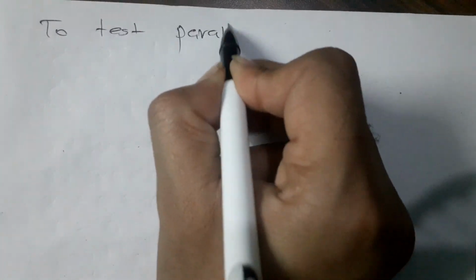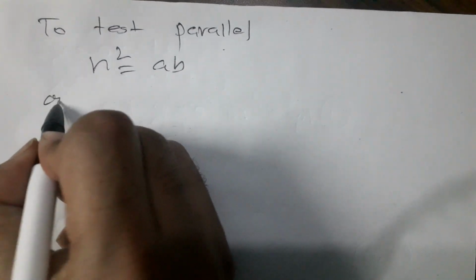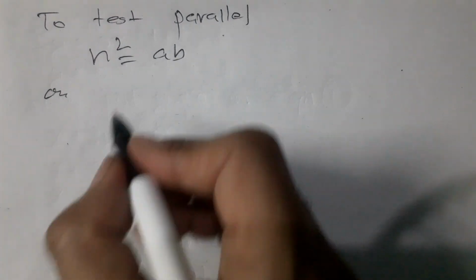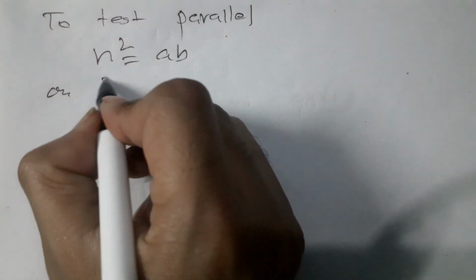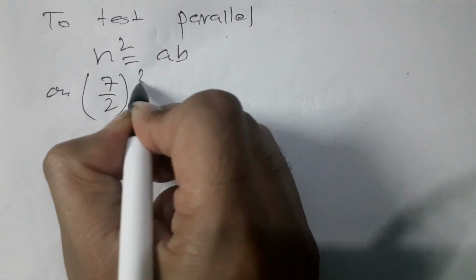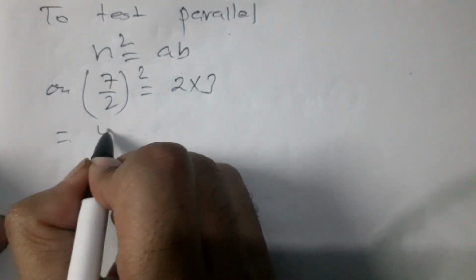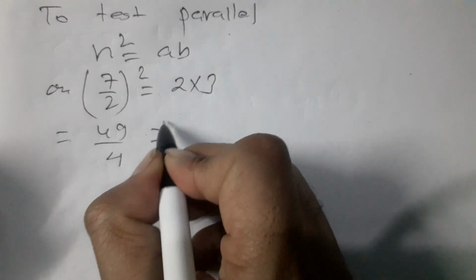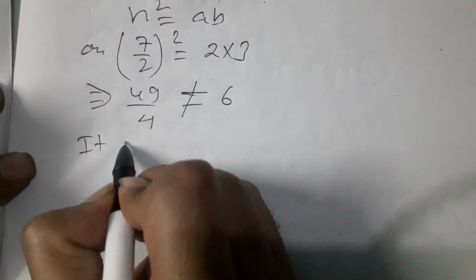Okay, now to check parallel again, to test or to check, you can write, so for parallel you have to satisfy this condition, and I guess again this won't be satisfied. If it is satisfied, we can say it is parallel. So what was our h square? It was 7 by 2 whole square, and ab is 2 into 3. So 49 by 4 is definitely not equal to 6, right? So again, it is not parallel.